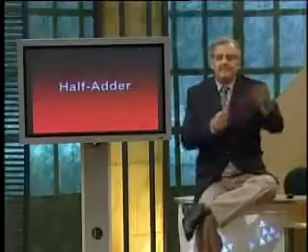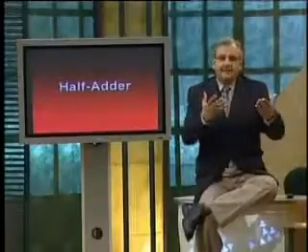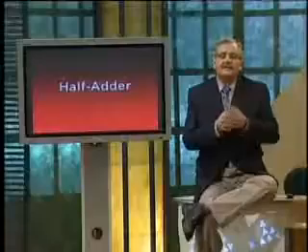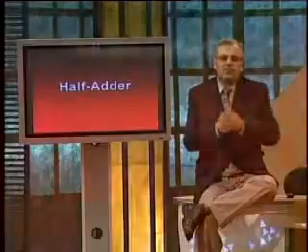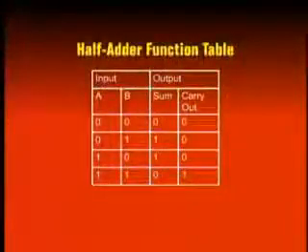Let us have a look at the function table of a half adder, the sum expression and the carry out expression, and the circuit representing the sum output and the carry out output. The half adder function table has 4 columns, 2 columns for the input and 2 columns for the output. The 2 input columns represent the 2 numbers A and B. The 2 output columns represent the 2 outputs, sum and carry out. The 2 input columns have 4 combinations of inputs, 0 0, 0 1, 1 0 and 1 1.